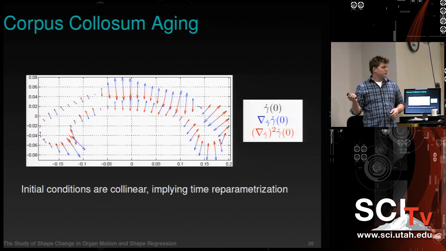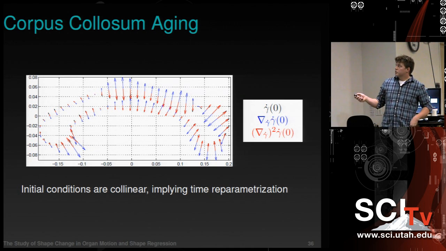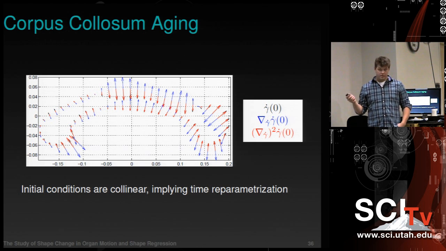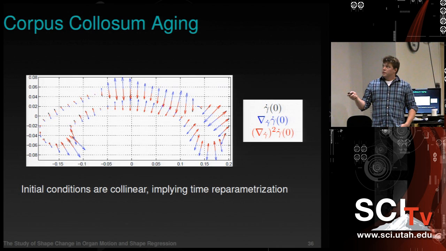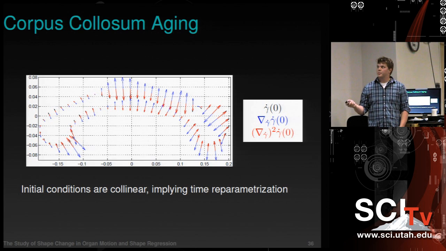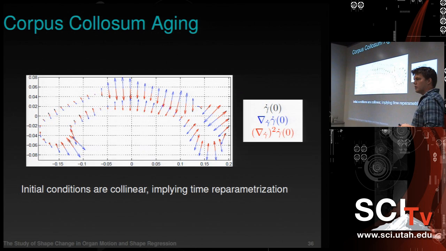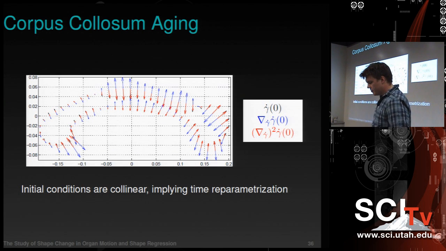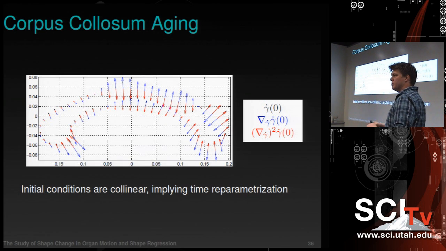These are the initial conditions for the curve that we estimated for the cubic regression. So I'm showing here the initial velocity, acceleration, and jerk in blue, black, and red. And you'll notice that they're very nearly collinear. And this is important because, as we discussed in the archive paper, when the initial conditions are collinear, that implies that the curve, the path traced out by the polynomial, is the same as that of a geodesic, but with a different reparameterization of time.